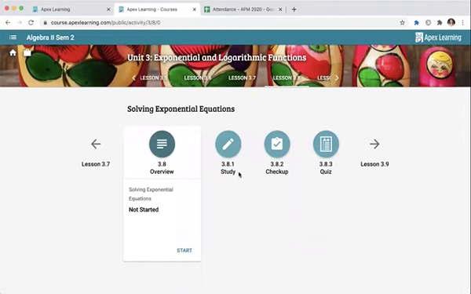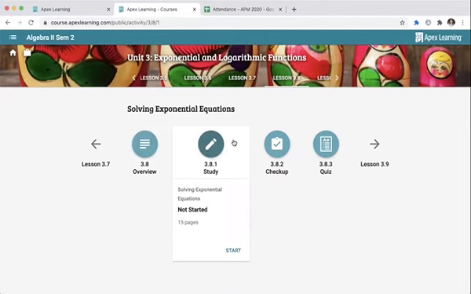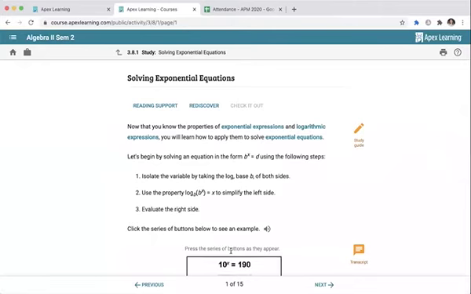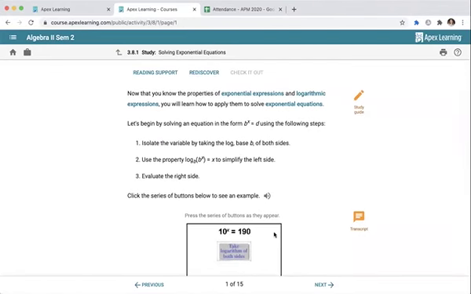All right, then if we go to 3.8 here, we're dealing with solving exponential equations. We looked at all of those different properties and how they relate to each other. So now what we can do here is work on how we actually solve our exponents.